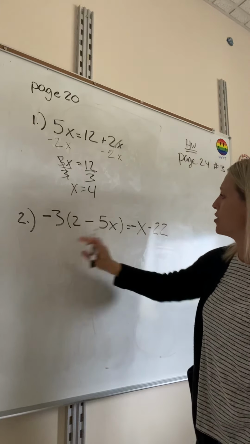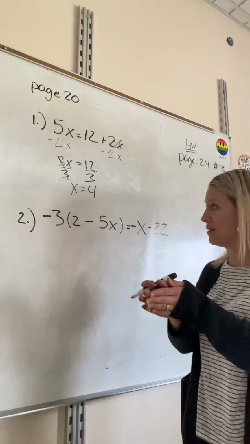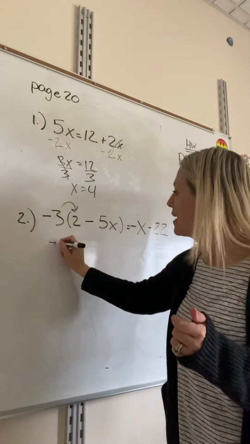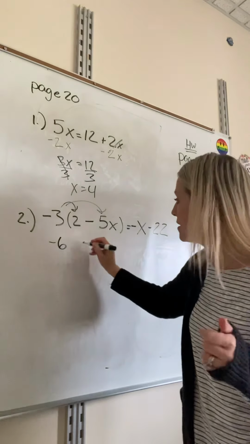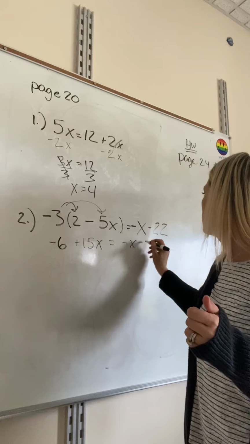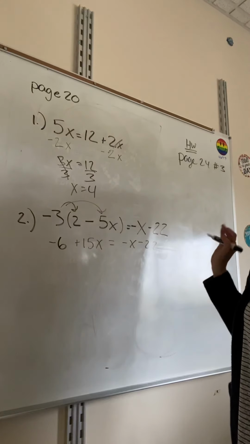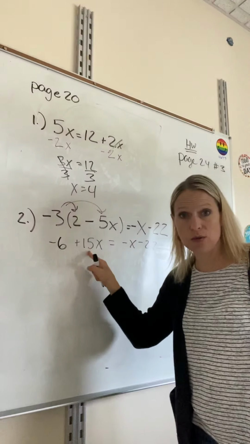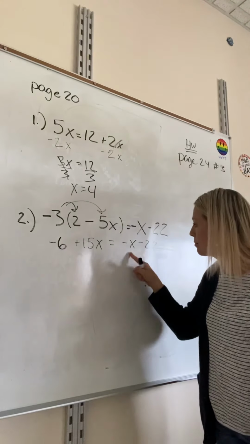We're going to simplify. So on the left-hand side, it is not simplified. We're going to distribute -3 to both of these terms. -3 times 2 is -6. -3 times -5x is positive 15x. Bring everything else down. Am I simplified all the way on the left? Yes, because I cannot combine these two terms. Am I simplified all the way on the right? Yes, because I cannot combine these two terms.